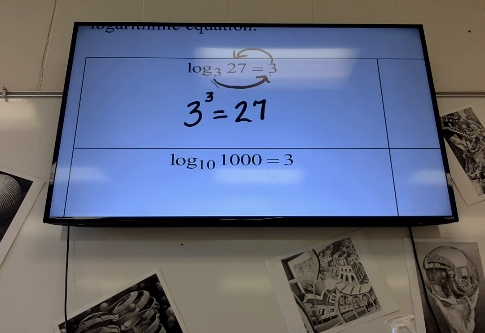Those two things mean the same thing. It's just different ways of writing it. The log helps us figure out what the exponent is. So that's why it's an inverse.